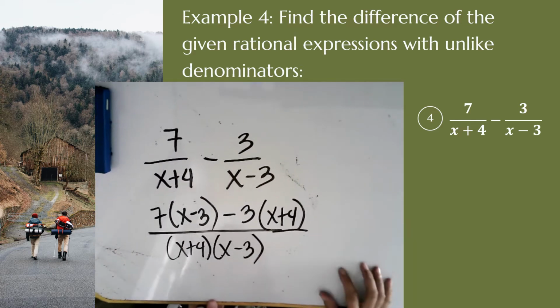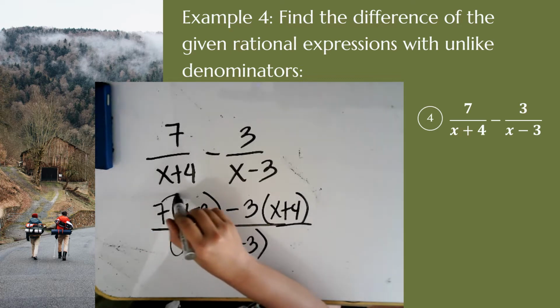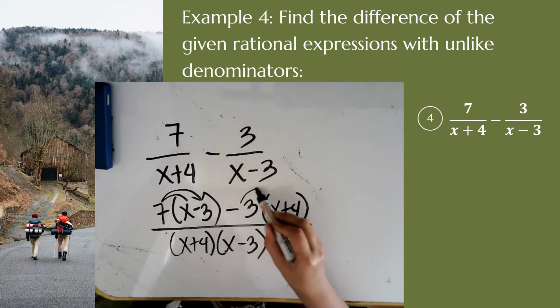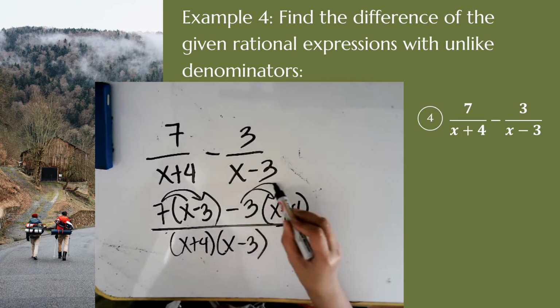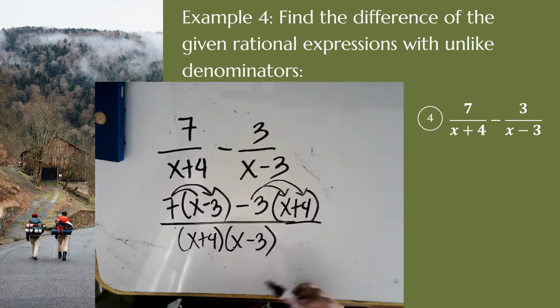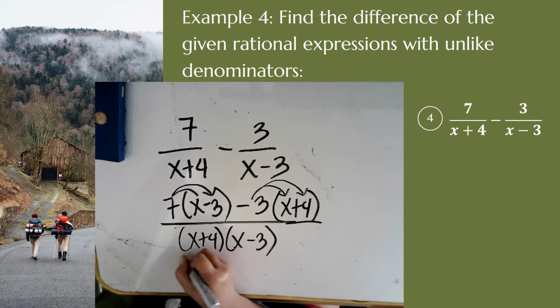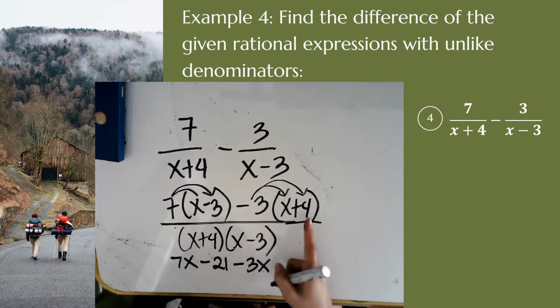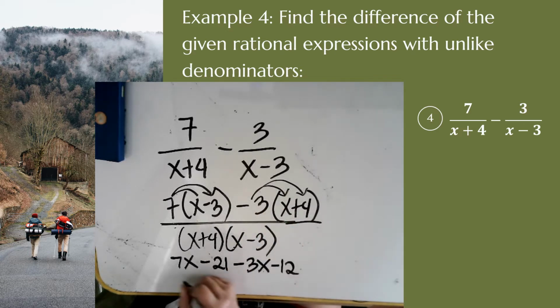So what's next? Next is to distribute these numbers. So 7 times x and 7 times negative 3, and then negative 3 times x and negative 3 times 4. So let's answer that. 7 times x is equal to 7x, and 7 times negative 3 is equal to negative 21. And then negative 3 times x is equal to negative 3x. And then negative 3 times 4 is equal to negative 12. And then just copy the LCD, x plus 4, x minus 3.